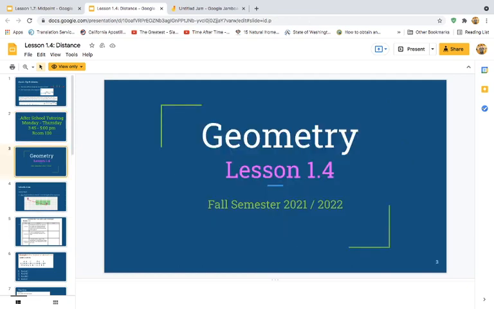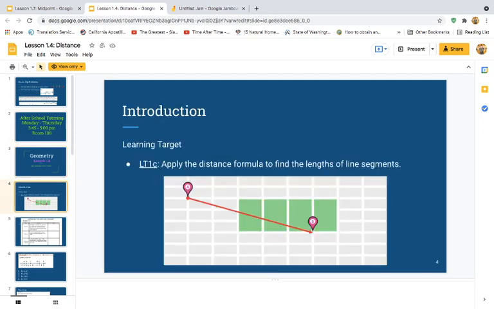Today we're doing lesson 1.4, which has everything to do with what we call distance. The learning target for today is to apply the distance formula to find the lengths of line segments. The real-world application of this is anything that has to do with maps and directions.